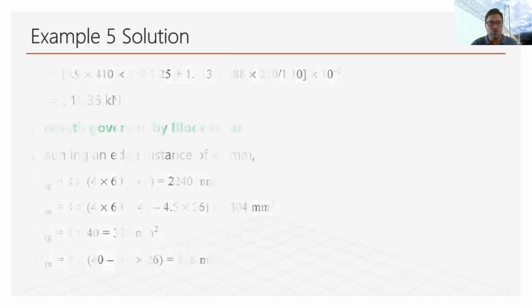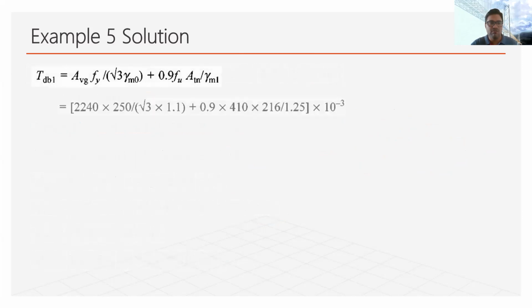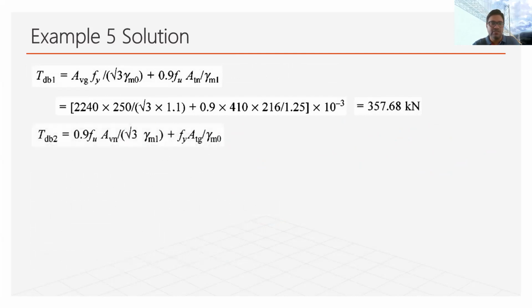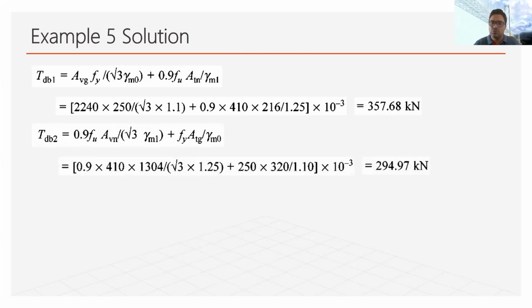So now putting all these 4 values in the formula, we get TDB1, TDB2. So TDB1 is 357.68, TDB2 is 294 kilonewton. So the least of these 2 values will give us the value of TDB, which means the strength in block shear. So the TDB value is 294.